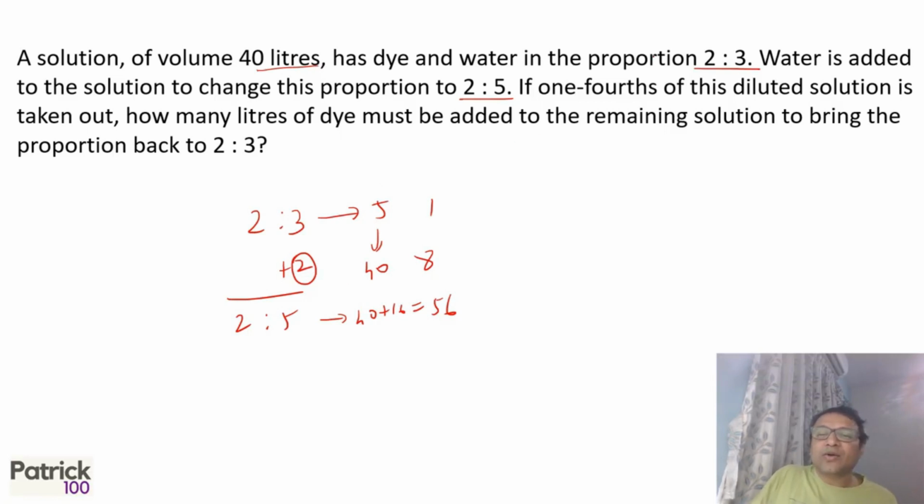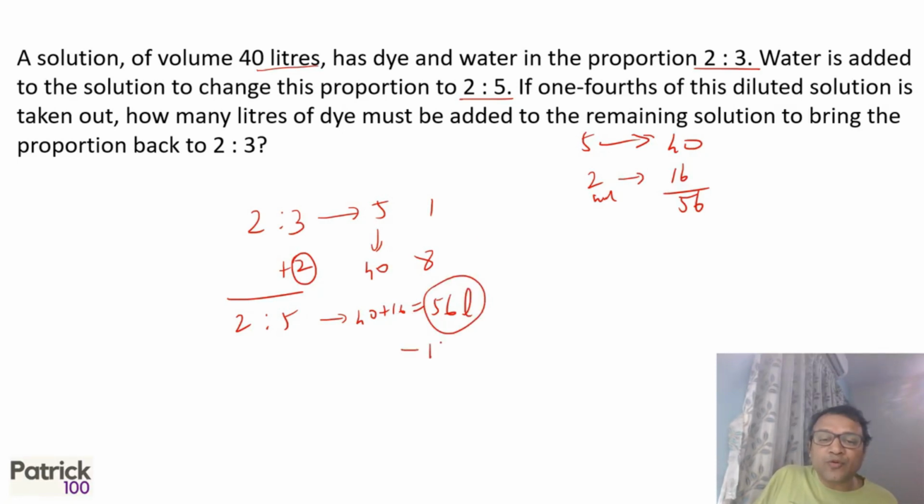Or you can say that 2 plus 3 is 5. 5 stands for 40. Now you added 2 parts of water. So if you added 2 parts of water, it is 16. This is the water that you added. So total becomes 56 anyway. So 56 liters total. Now you remove 1/4 of it. So you remove 1/4 of it means remove 14 liters. What is left is 42 liters. 1/4 of 56 is 14 liters. 42 liters is left. But the ratio will remain the same, 2:5.